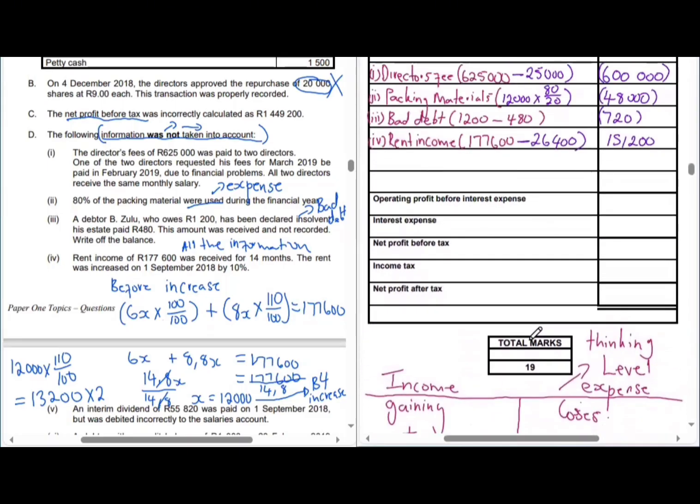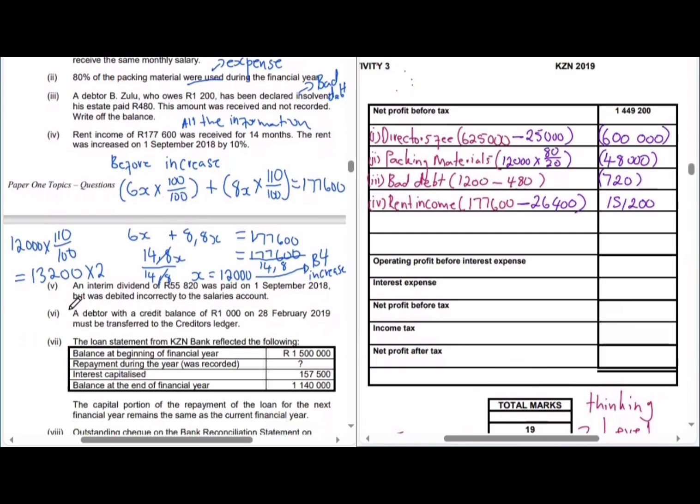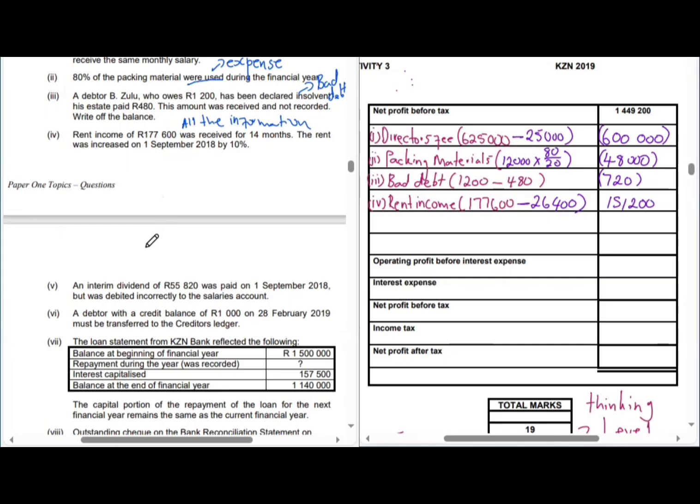So guys, let's go to our fifth transaction. Let's find out what is happening.